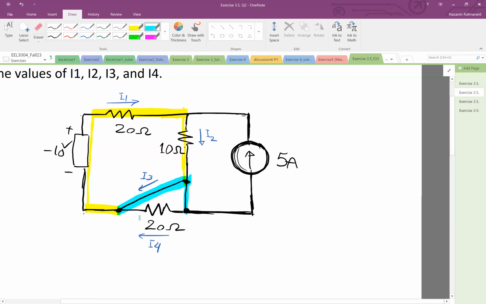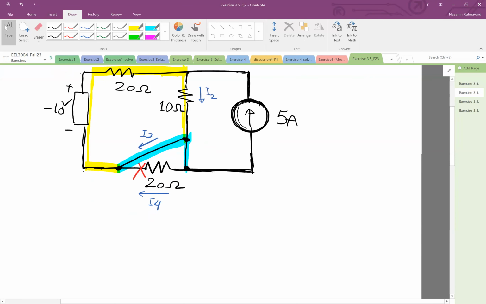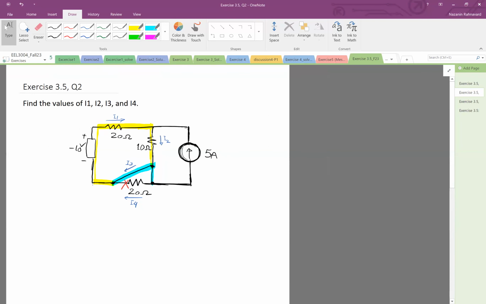So if you look at this R here, this 20 ohm, it's connected to wires. It's short circuited. So the first thing that you can do is basically just eliminate this, as if it's disconnected. So somehow your circuit even becomes simpler. And by doing that, we can also simply find this I4.